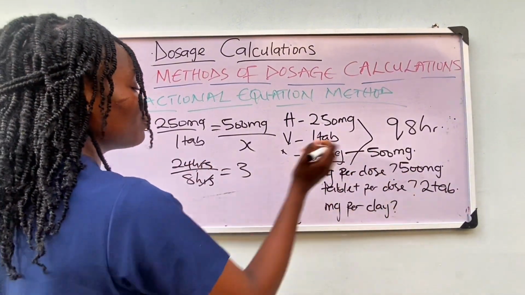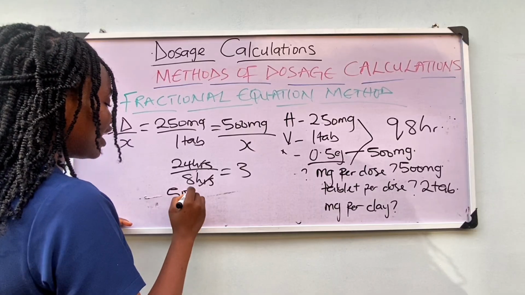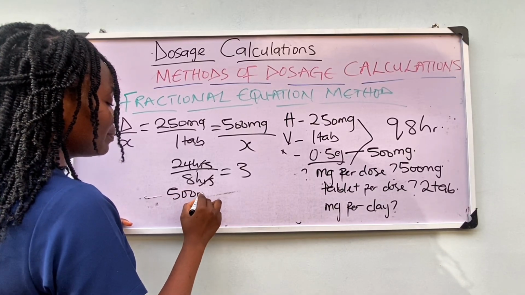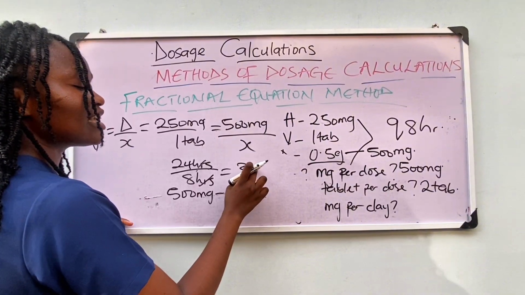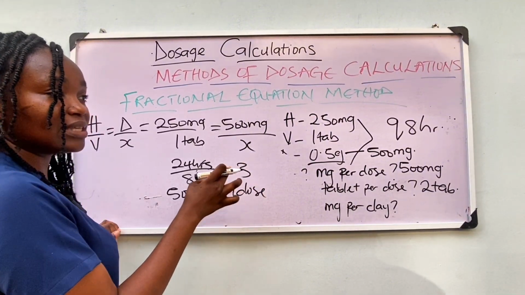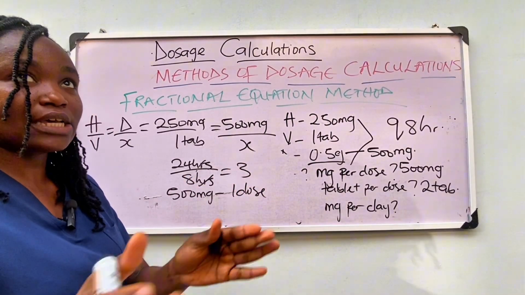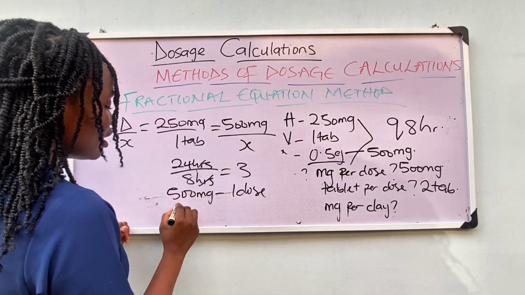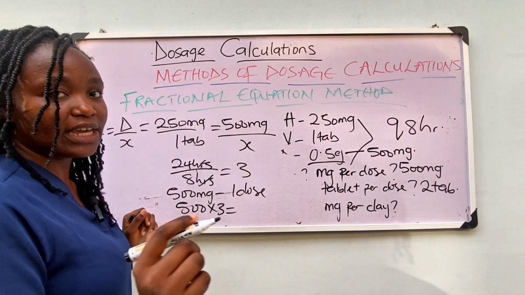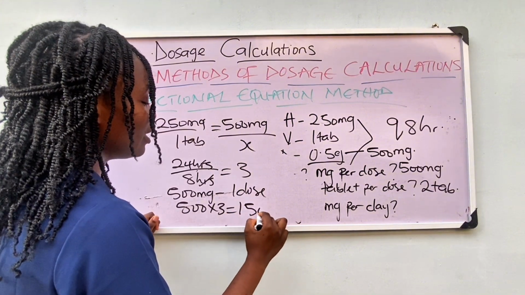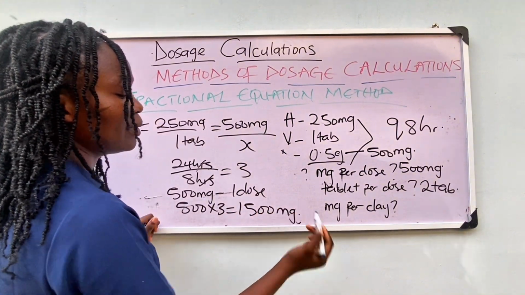So it means that the milligram we're going to be giving per day, if I am going to give 500 milligram per dose, 500 milligram is to be given in 1 dose. And this drug is to be administered 3 times daily, because it's administered on an interval of 8 hourly. So it's going to give us what? 500 times 3. So it means that in a full day, this drug will be administered in 1,500 milligrams.